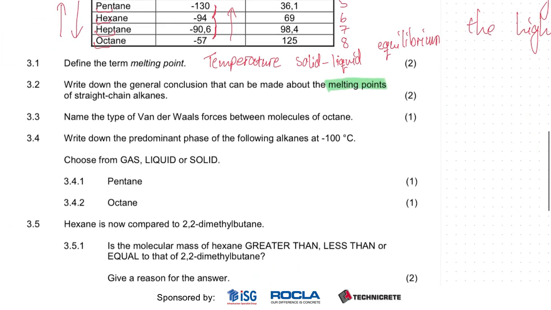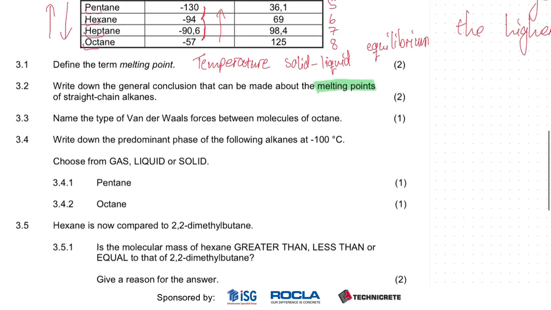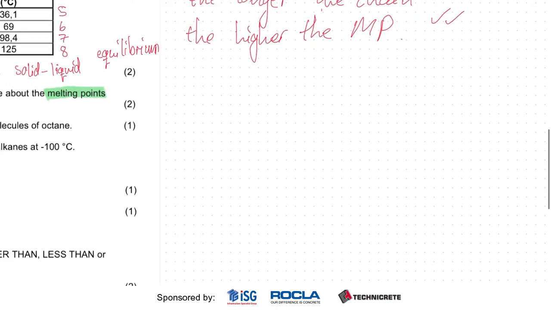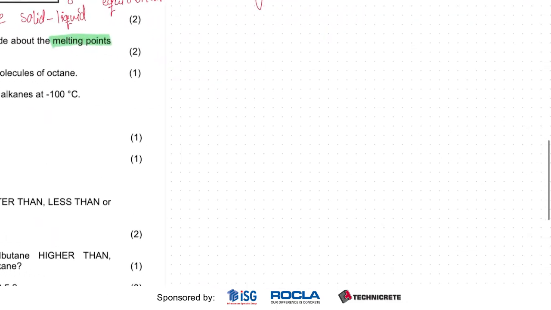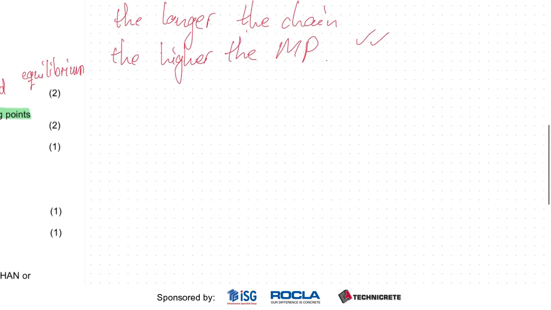Okay, name the type of van der Waals forces between molecules of octane. Okay, so this you should just know by heart, but just to remind ourselves, we'll draw octane. Okay, so this is octane. There's 8 of these, and then there's hydrogens here. Okay, to save time, I'll just draw the hydrogens as sticks. I won't write the H's.